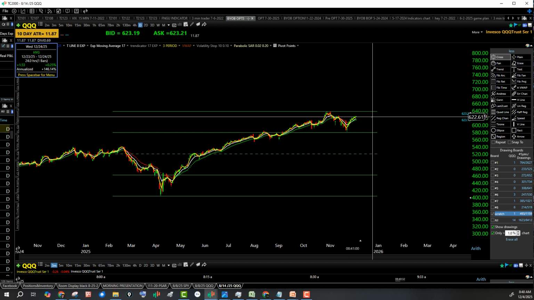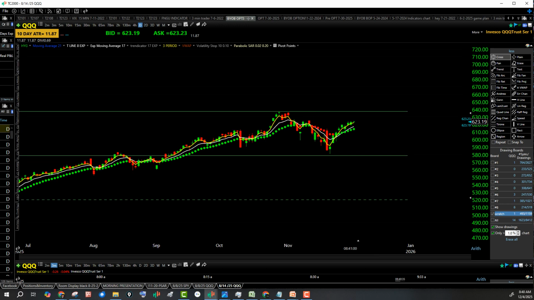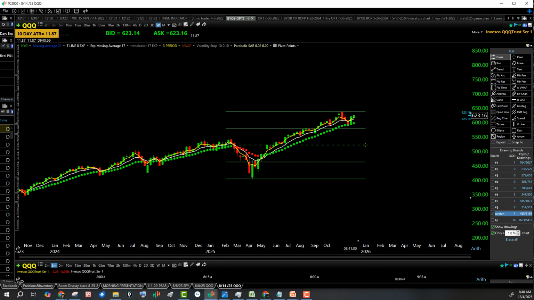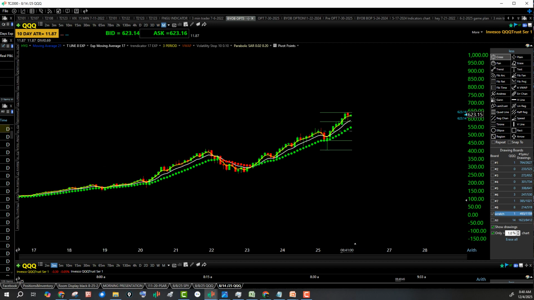We're at the top of quadrant 4. Okay, we made a higher high, so we're bullish and in an uptrend right there on QQQ. Weekly chart, same as SPY, bullish and in an uptrend. Monthly chart, bullish and in an uptrend.